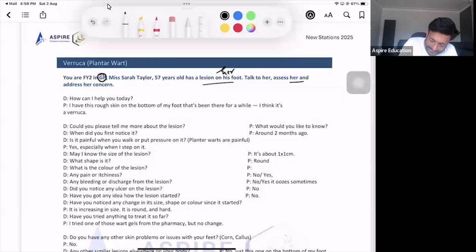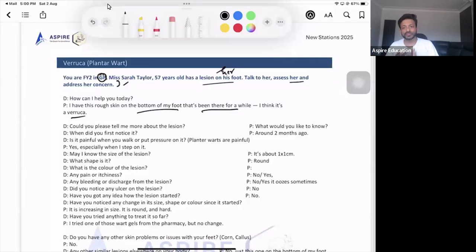Talk to her, assess and address her concern. How can I help you? Doctor, I've got rough skin on the bottom of my foot and it's been there for a while, and I think it's a Verruca. The patient did use this word Verruca quite a lot throughout the consultation. They're just trying to help you. They're just trying to tell you, this is Verruca.